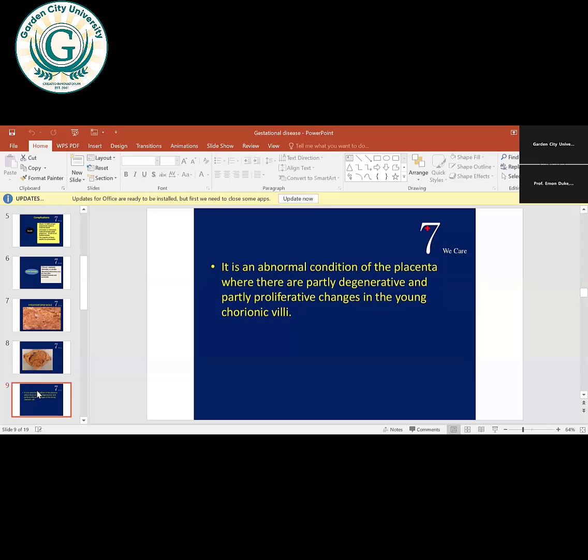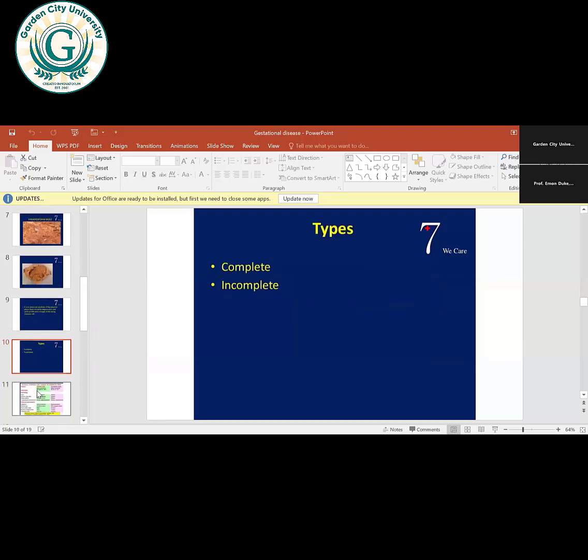Hydatidiform mole is an abnormal condition of the placenta where there are partly degenerated and partly proliferated changes in the young chorionic villi. The problem is the placenta. You have degenerative changes. What causes the degenerative change? Nobody knows. You have types of hydatidiform mole, can be complete or incomplete.